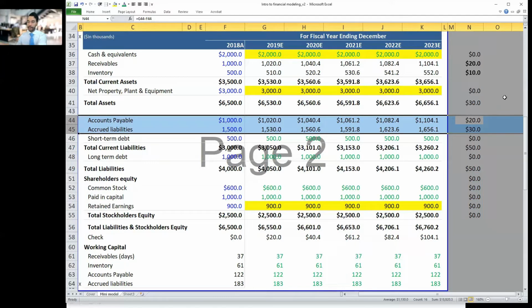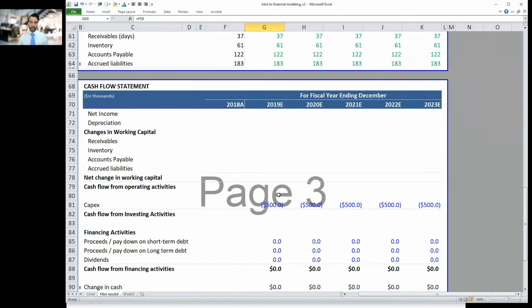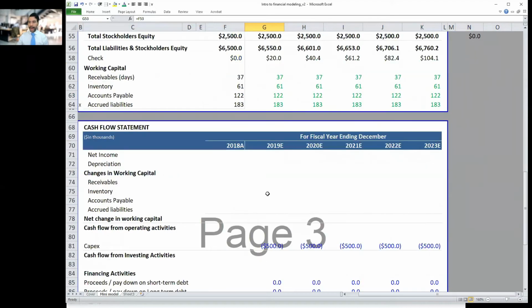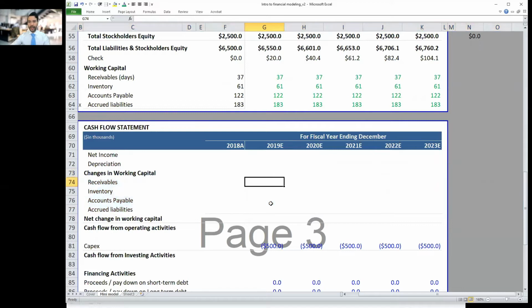So we need to account for this in the cash flow statement, in something known as our net change in working capital. So let's go down here to our cash flow statement. Let's see if we can balance this balance sheet first by accounting for those changes like we have right here. So let's go ahead and do that. Let's start first with accounts receivable. So we're going to do equals.